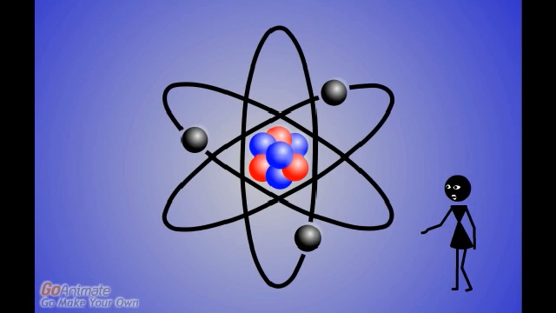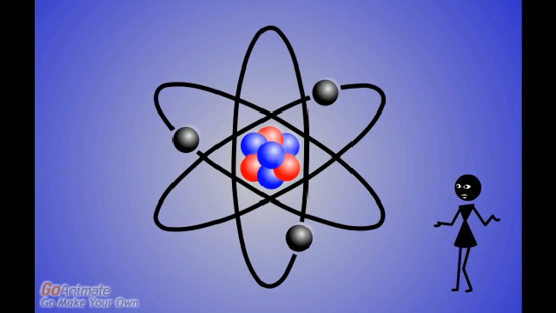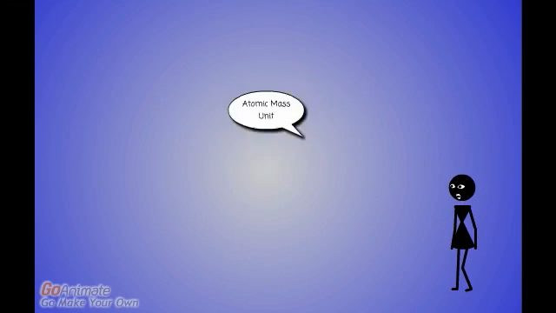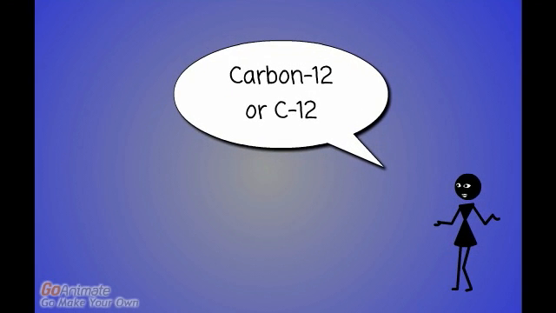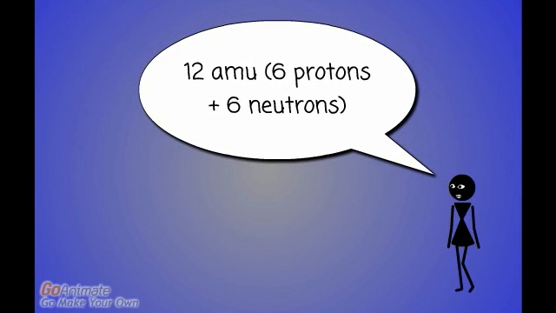Because the mass of the atom is so small, scientists use a more convenient measure of its mass. This is called the atomic mass unit, or AMU, and it is based on the masses of the atoms relative to the carbon-12 isotope, which has a mass of 12 AMU.